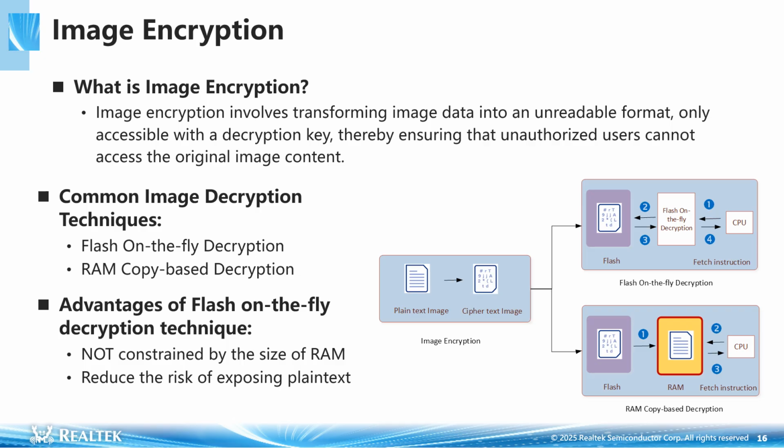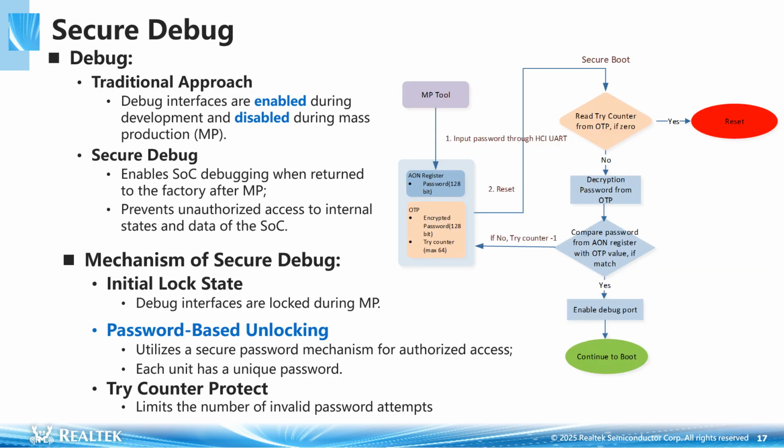The flash on-the-fly decryption method provides more comprehensive security features compared to RAM copy-based decryption. For example, it is not limited by RAM size and reduces the risk of exposing plaintext. In the traditional model, debug interfaces are active during development. However, once mass production begins, they are disabled to protect the security of the product.